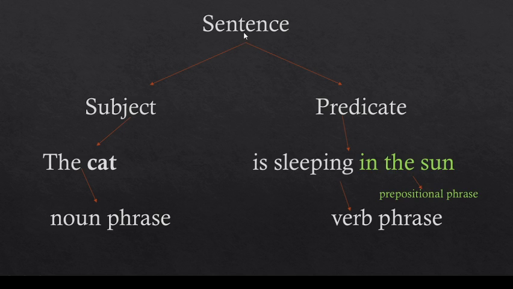And here we know a sentence is divided into 2 parts, a subject and predicate. The subject part is also called the noun phrase. In this sentence, the cat is sleeping in the sun. The subject is the cat, and this is also called the noun phrase. In the predicate part, we have prepositional phrase and a verb phrase. Is sleeping becomes the verb phrase, and in the sun forms the prepositional phrase.